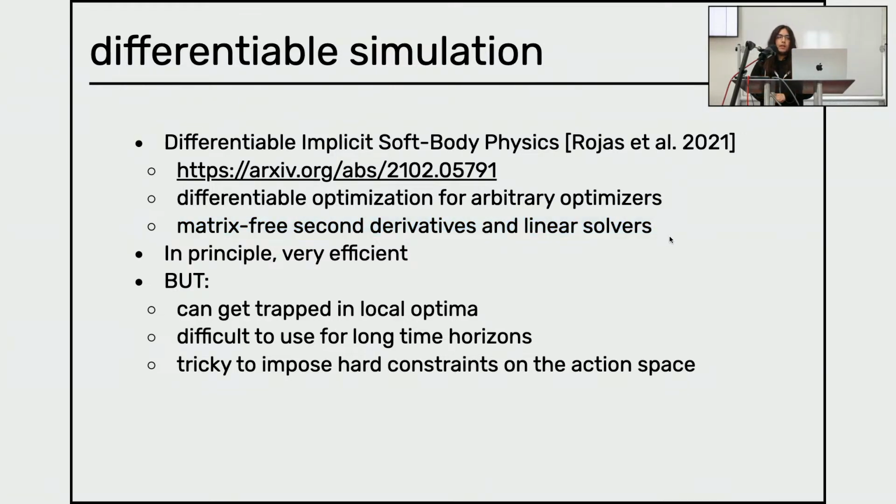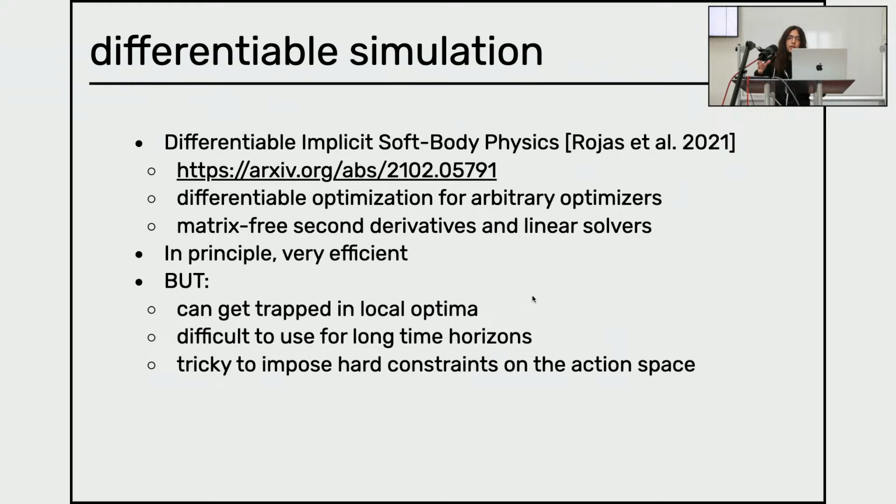But there are a few practical issues with this implementation that I think are fixable, but are still practical problems for me right now. And I'm interested to see if anybody has any potential solutions or suggestions. So sometimes it can get trapped in local minima. It can be difficult to use for long time horizons. It can be tricky to impose hard constraints on the action space.